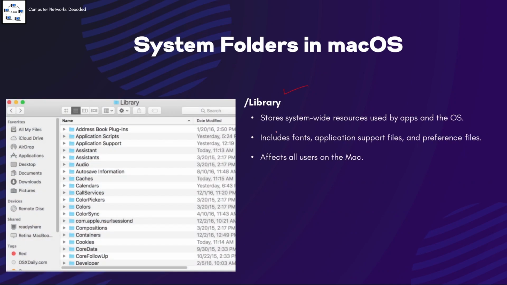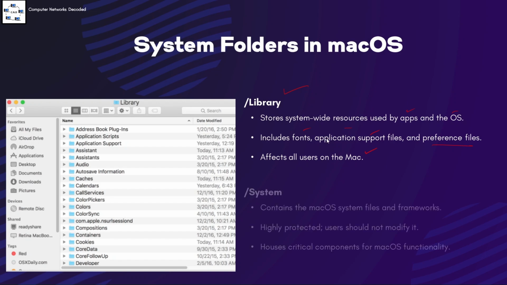Next is the Library folder. This folder stores system-wide resources used by applications and the operating system. It includes fonts, application support files, and preferences files. So this folder basically affects all users on the Mac, as opposed to the Users folder. The System folder contains the macOS system files and frameworks, and it is highly protected, so users should not modify it because it may affect the overall operating system.